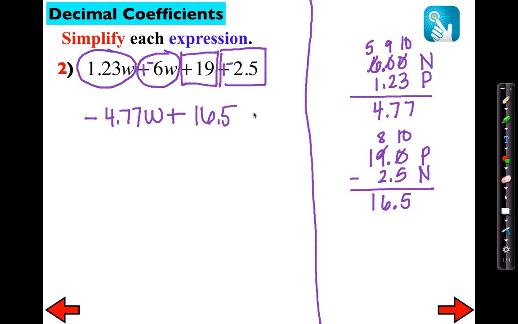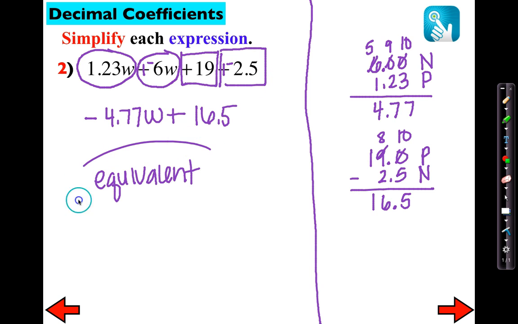So once again, we need to understand this is, first of all, my simplified version. I can't simplify any further because this is a variable, this is a constant, so that's all you can do. And we need to understand that this is equivalent to the original. So again, this is equivalent to this. They look different, however, they do represent the same exact value. So that's a key word that we need to understand today, that they are equivalent. They look different, but they represent the same value.